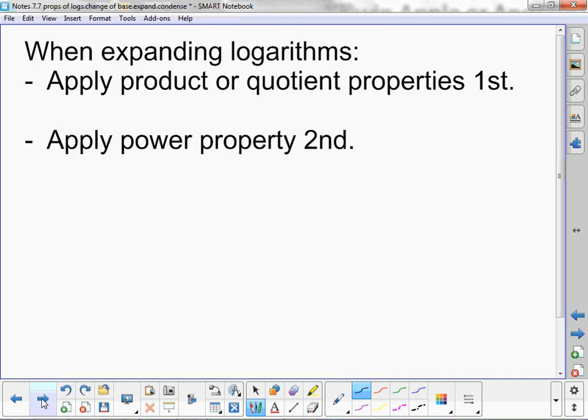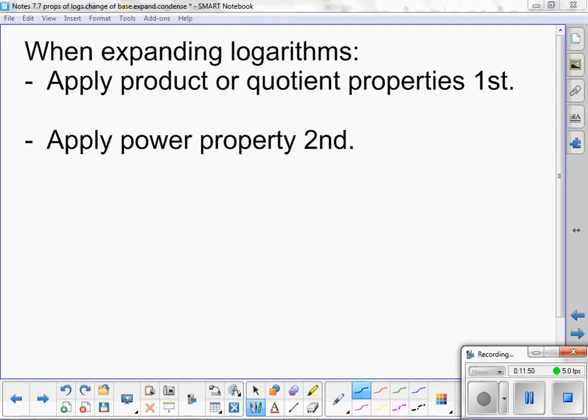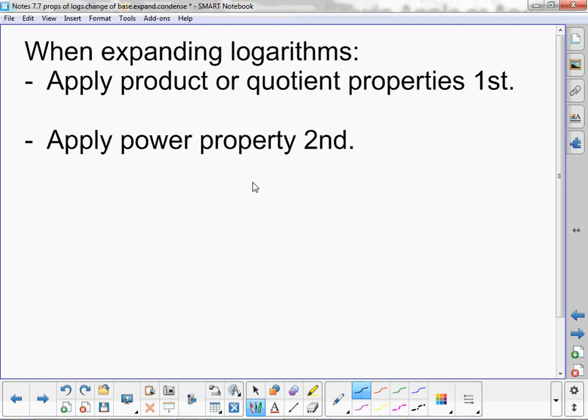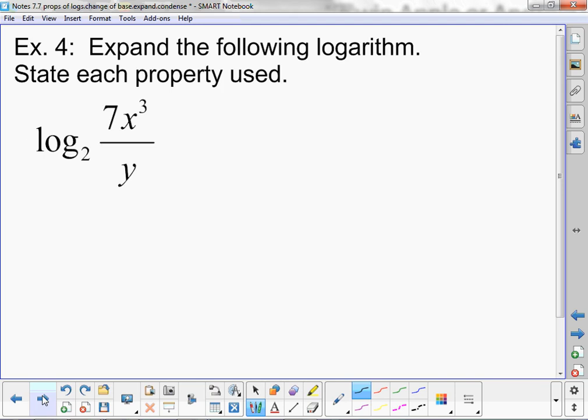Now we're going to expand and condense. We'll do a time check. Okay. So when you're expanding, there is somewhat of an order of operations here. Make sure you apply the product or quotient power properties first, and then apply your power property second. Now this is depending on where the power is, so this isn't really set in stone. These are just general guidelines.